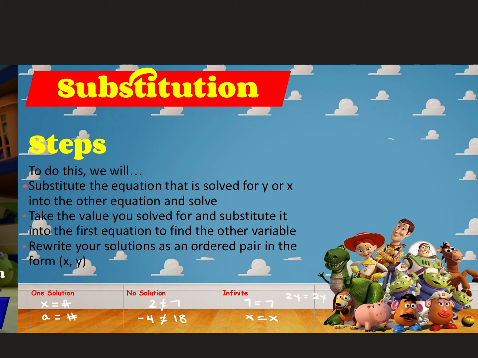Our solutions look a little different than graphically, where the lines intersected at one point, or were parallel lines, or, for an infinite number of solutions, were exactly the same line.